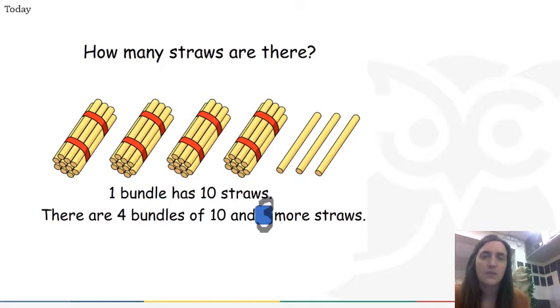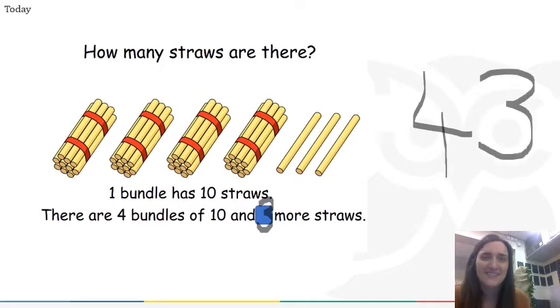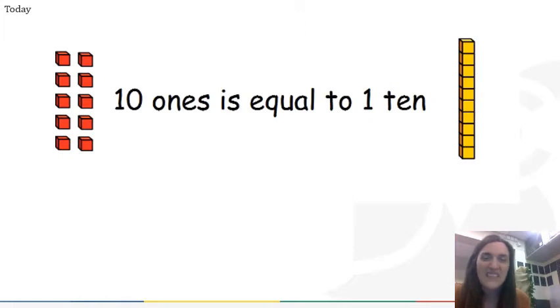Let's count the tens. 10, 20, 30, 40, 41, 42, 43. Do you have 43 objects? Remember that 10 ones is equal to 1 ten. Can you say that? 10 ones is equal to 1 ten.